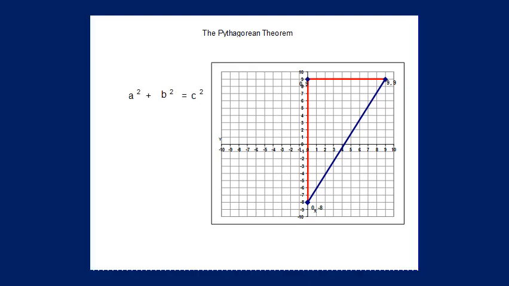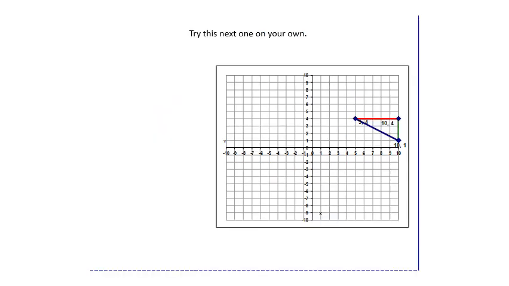A squared plus B squared equals C squared. In this case, 9 squared plus 17 squared equals C squared. 81 plus 289 equals C squared. 370 equals C squared. We find the square root of both sides, and C equals 19.24. Try this next one on your own.